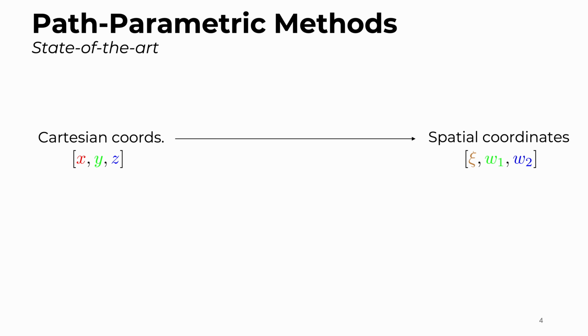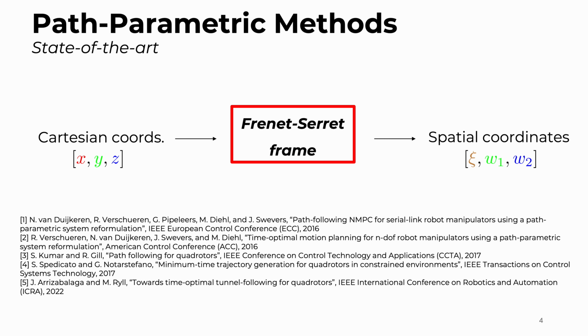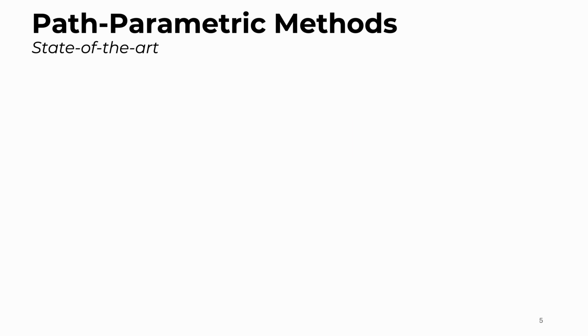To conduct this spatial reformulation from the Cartesian coordinates in the fixed frame into the spatial coordinates in the moving frame, state-of-the-art methods rely on the Fresnel frame. Before discussing the advantages and the limitations of the Fresnel frame, we need to understand how it is defined.